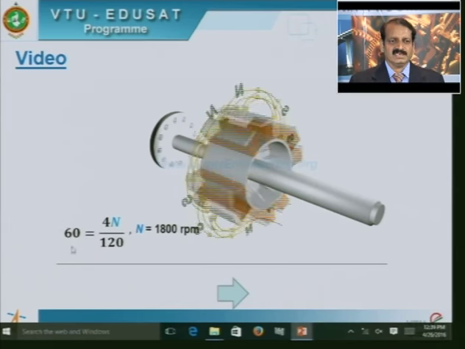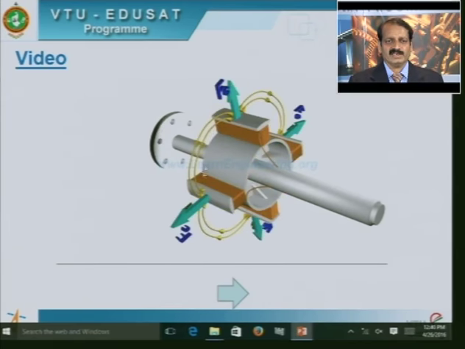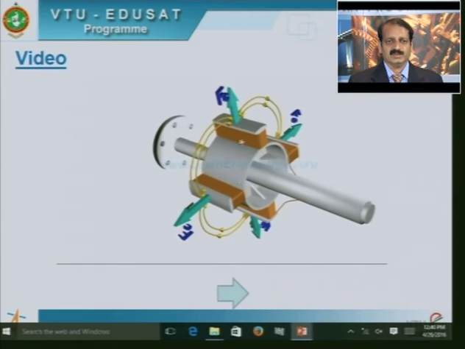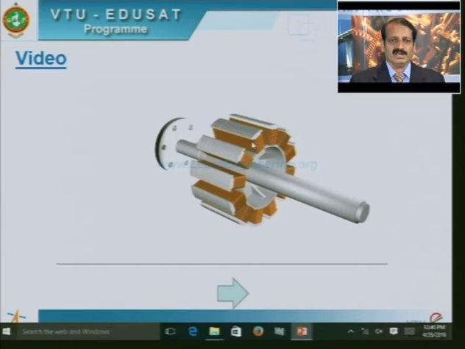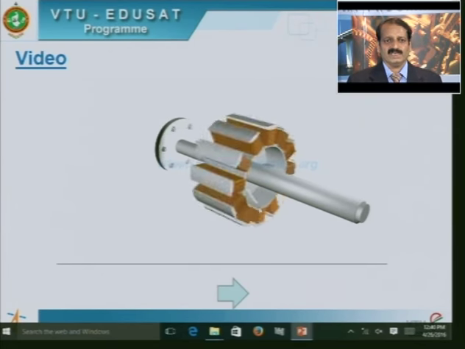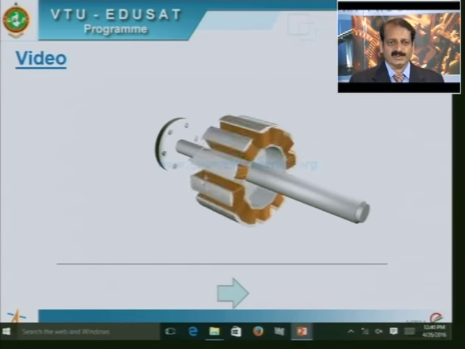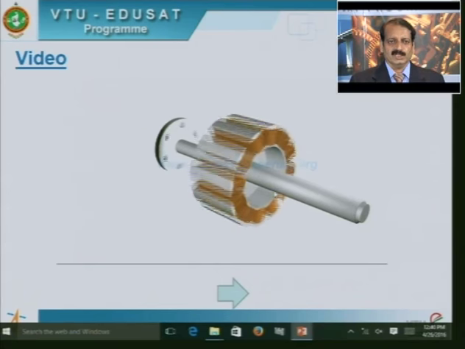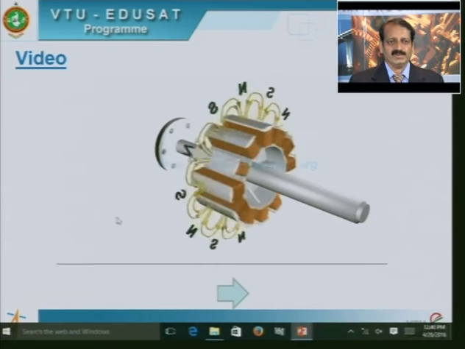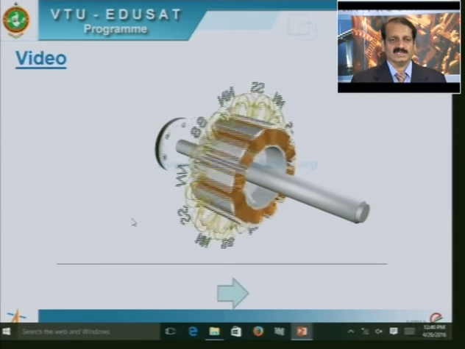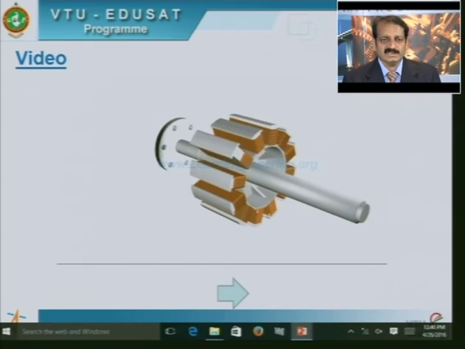You can see for a 60 hertz system, the speed at which this rotor should rotate is 1800, and at such high speeds there is a lot of centrifugal force acting on the rotor, and because of this we have to reduce the speed. So, normally the rotor rotates at a lesser speed with a large number of poles. If the speed of the rotor is in the range of 120 to 400 rpm, as in the case of water wheel generators, you can see here a large number of poles.